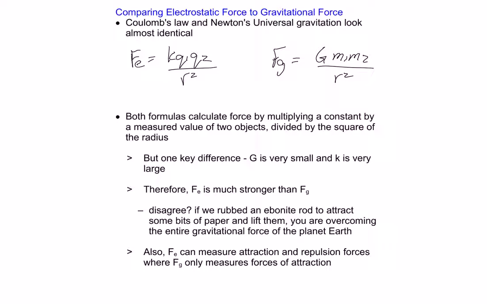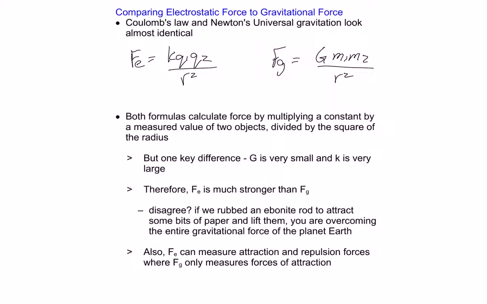In electricity, we're dealing with K, Coulomb's constant. In Newton's, we had big G, the gravitational constant. We had Q1, Q2, which are charge 1 and charge 2. In gravity, we have mass 1 and mass 2, and they both have R squared. So when you look at these formulas, you might think, hey, these are both exactly the same. But there are some pretty important differences.